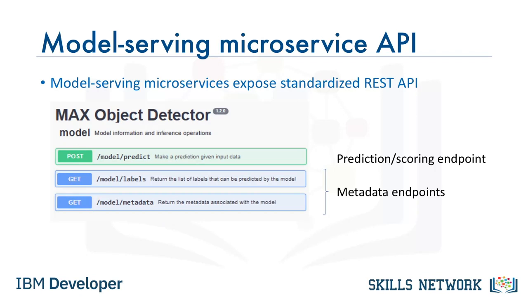This microservice exposes two metadata endpoints, /model/labels and /model/metadata. These endpoints provide information such as the objects that can be detected and the deep learning model used to derive the answer given the input. In the lab portion of this module, you will have a chance to explore and test these endpoints using a web browser. Each endpoint accepts application-friendly inputs, such as an image in JPEG, PNG, or GIF format, instead of a model-specific data structure. Each endpoint also generates application-friendly outputs, such as standardized JSON, which is a lightweight data interchange format.